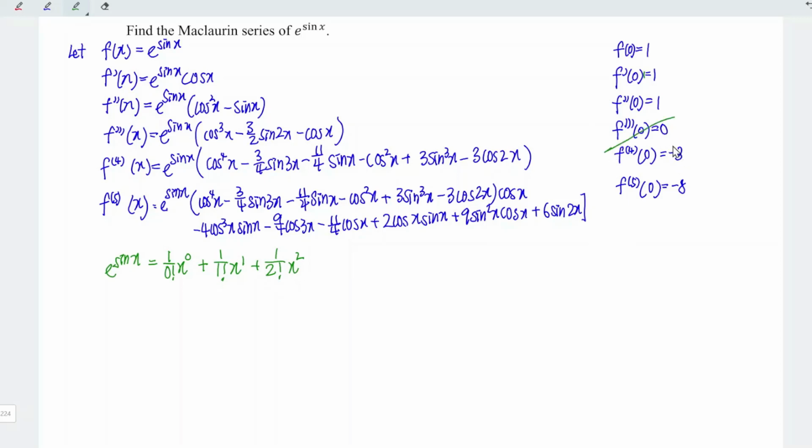And the next value, which is negative 3, is for the fourth derivative, so over 4 factorial x to the power of 4, and the last value, negative 8, is for the fifth derivative, so over 5 factorial x to the power of 5. And so on. Let's evaluate the value, and we should obtain 1 plus x plus 1 over 2 x squared minus 1 over 8 x to the power 4 minus 1 over 15 x to the power 5, and so on.